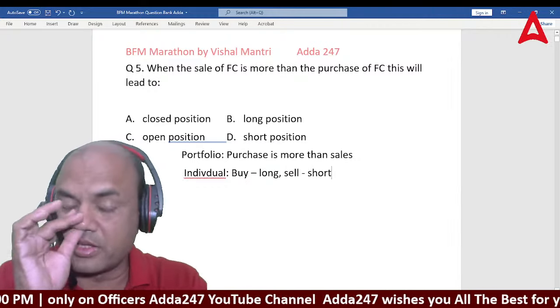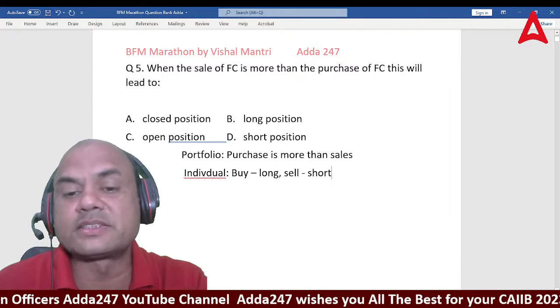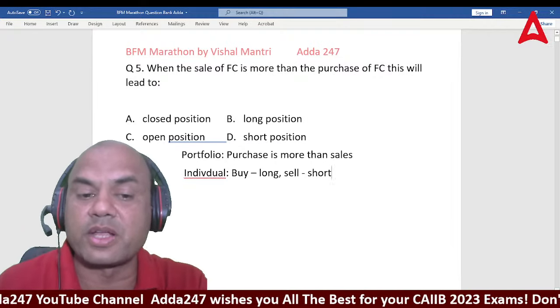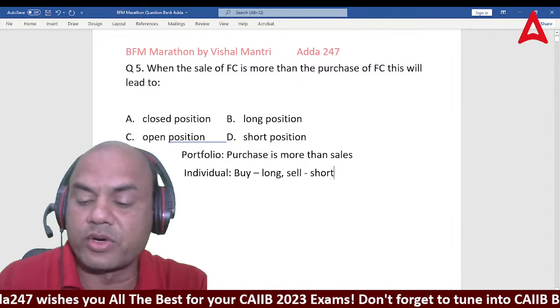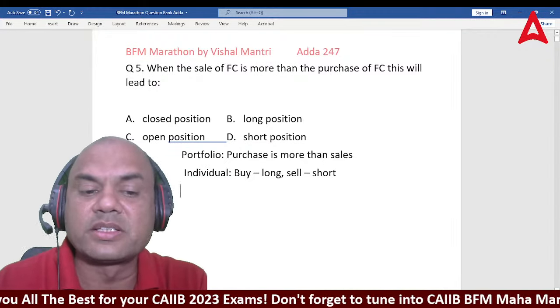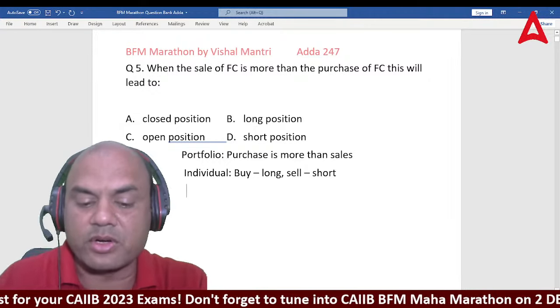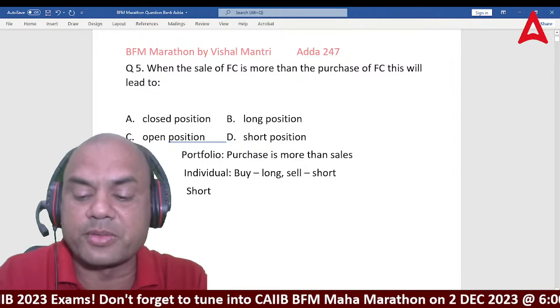Okay. Now, what do you mean by this shorting? Understand this shorting concept first. What is shorting? Shorting means it's like this. What is shorting? Shorting means, see here, understand this now. This is very important from your perspective.